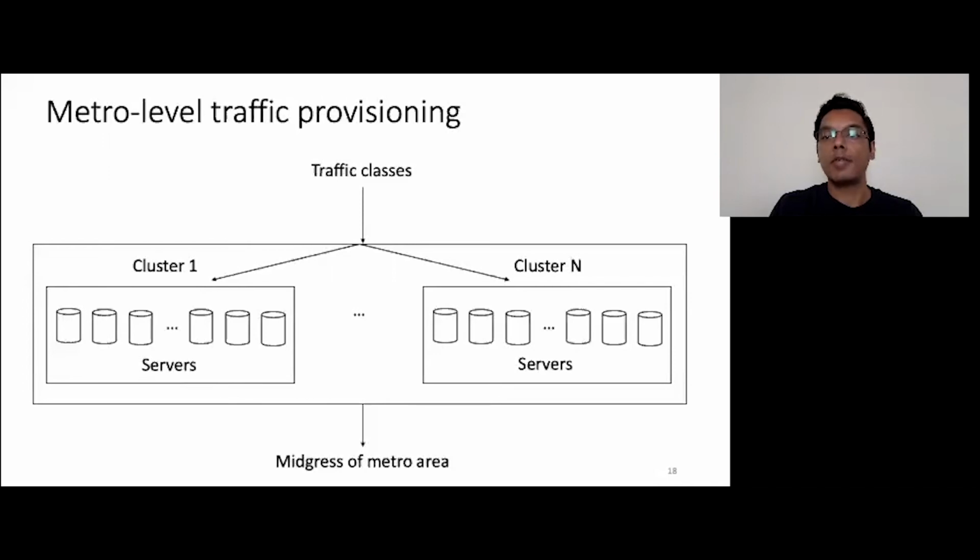In the paper, we also consider a cluster level scenario where the goal is to assign traffic classes to servers such that the midgress traffic of each cluster is minimized. And so in the paper, we show how both the metro level traffic provisioning and the cluster level traffic provisioning problems can be modeled using the same optimization model.